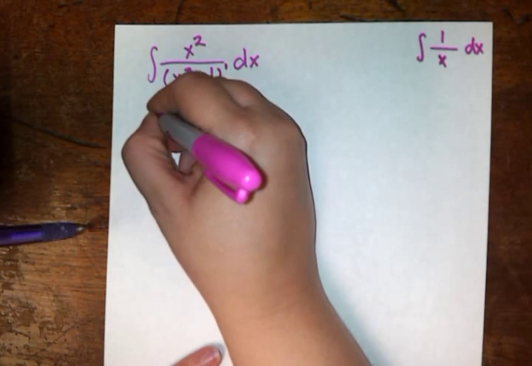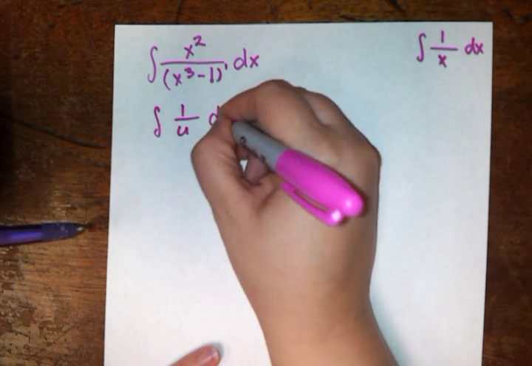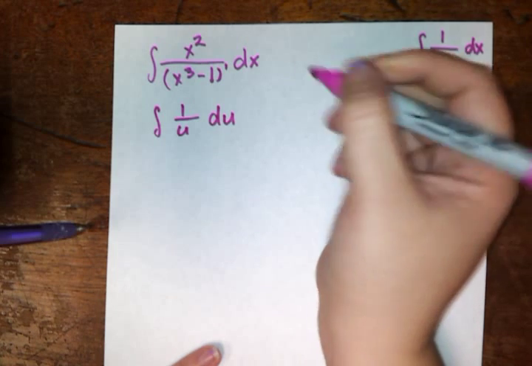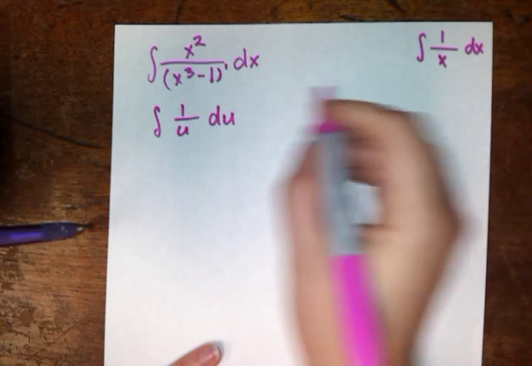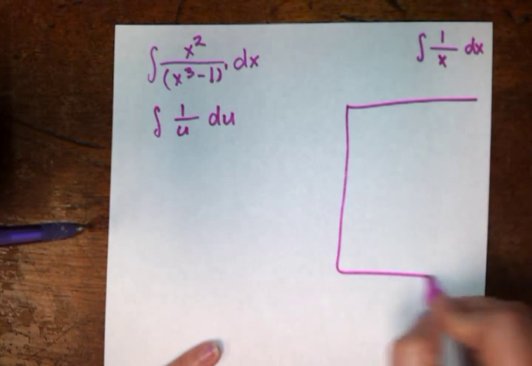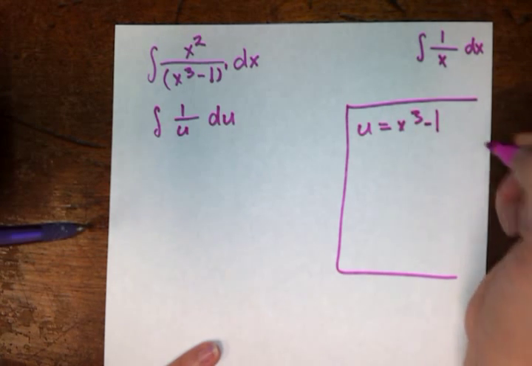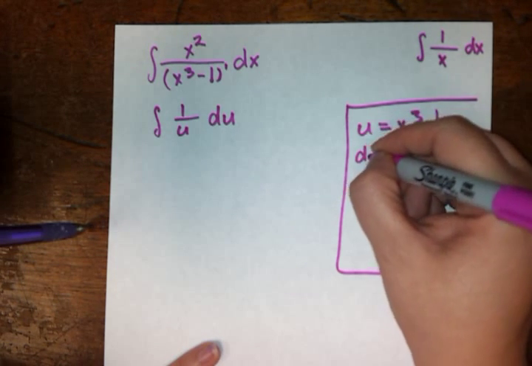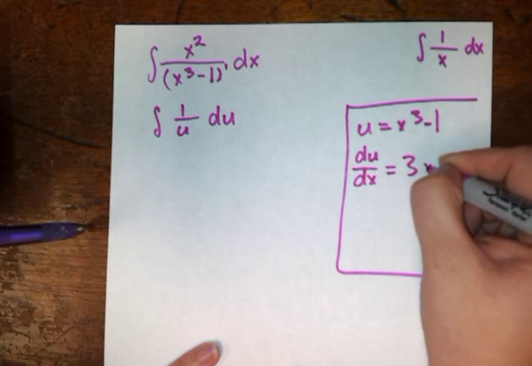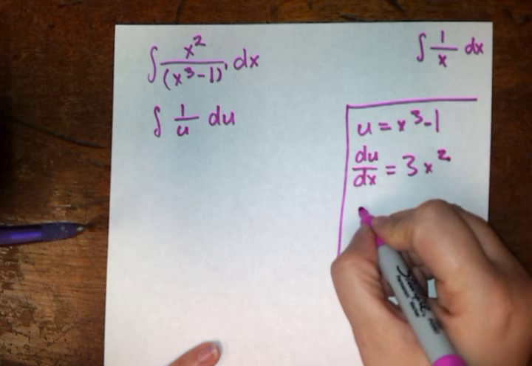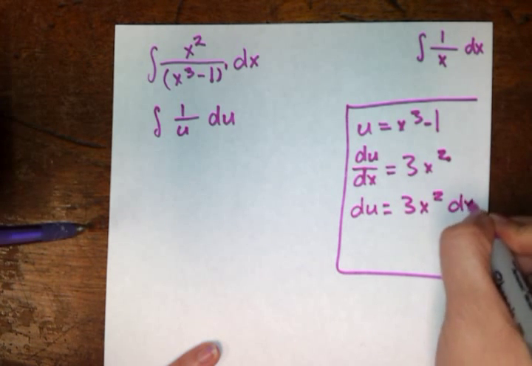I would like this to be the integral of 1 over u du, okay? So that means that I'm making my u be what's in the denominator here. So let's do that. u equals x to the third minus 1. So my derivative of u with respect to x is going to be 3x squared, okay? So du equals 3x squared dx.